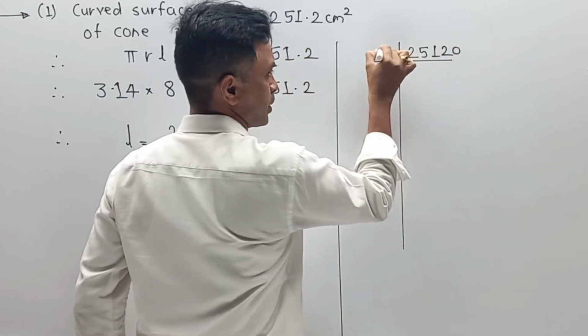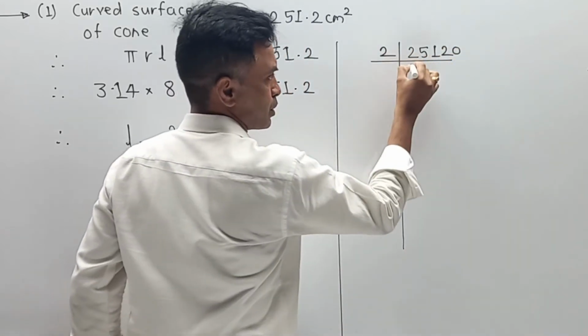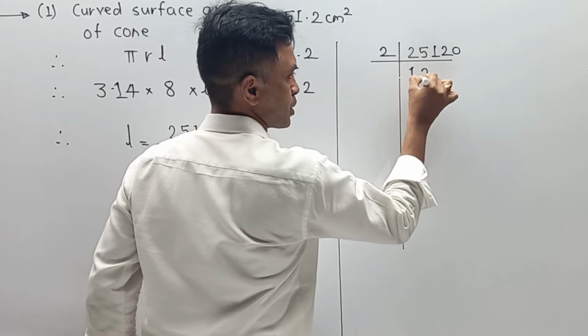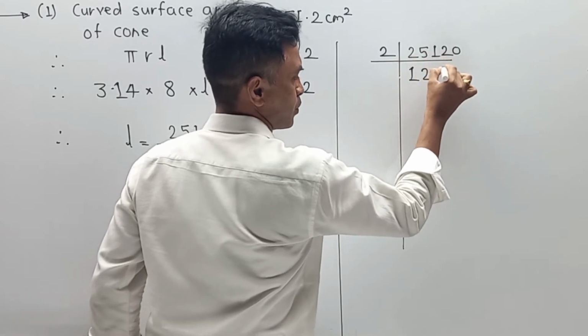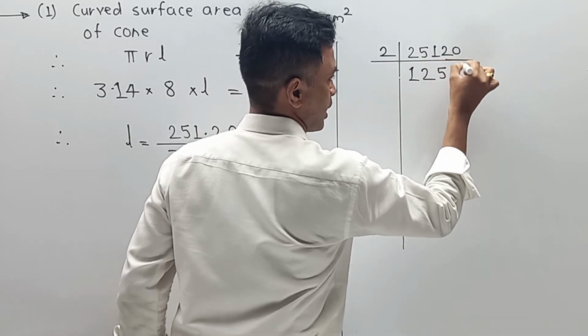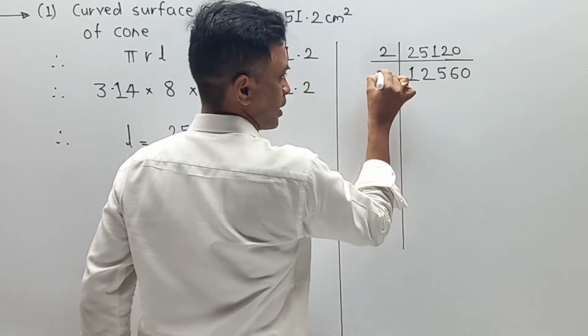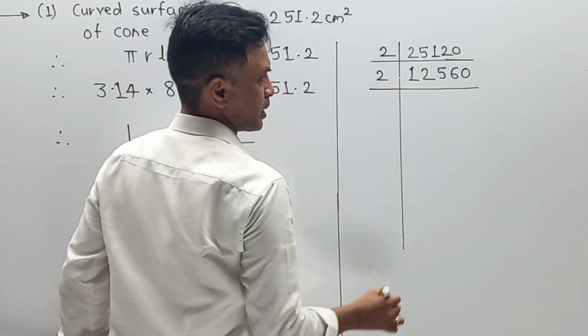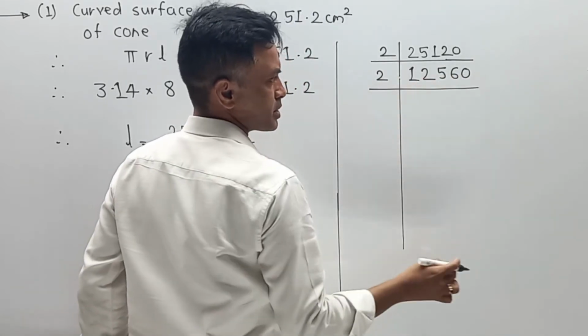25,120. Now I am going to divide it by 2. First, 2 ones are 2, 2 twos are 4, carry 1, 2 fives are 10, carry 1, 2 sixes are 12 and 0. Again dividing it by 2. So this number becomes 12,560.